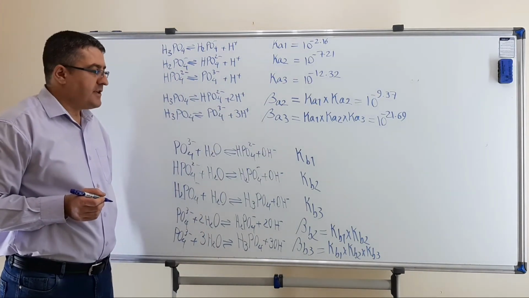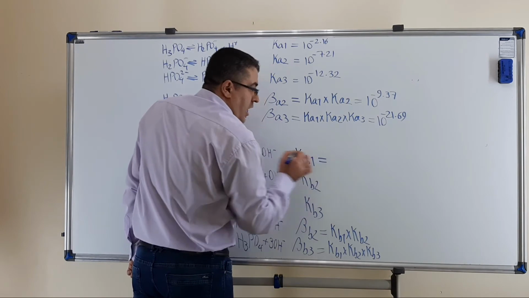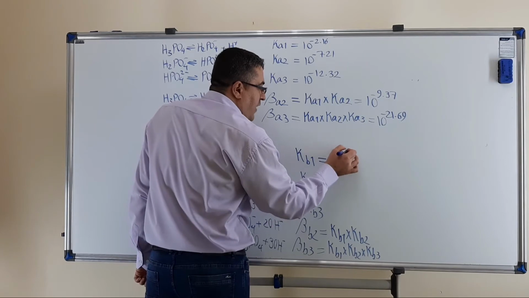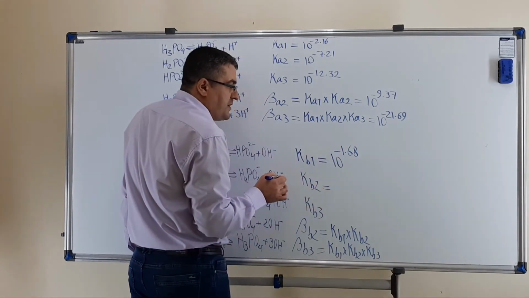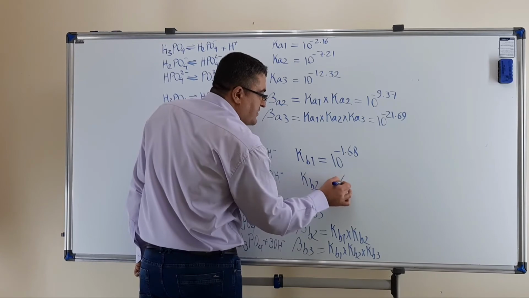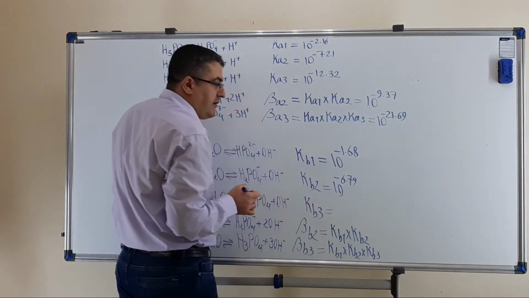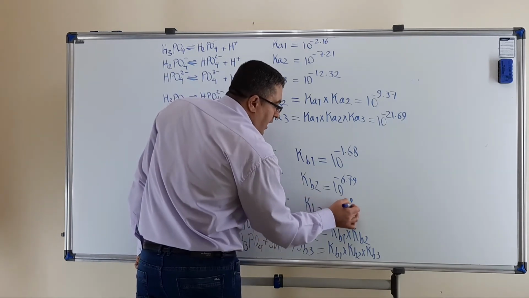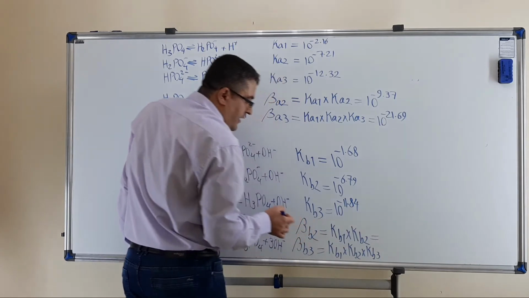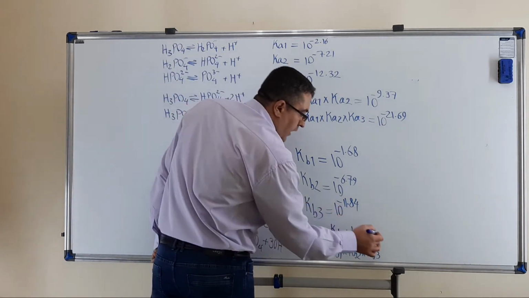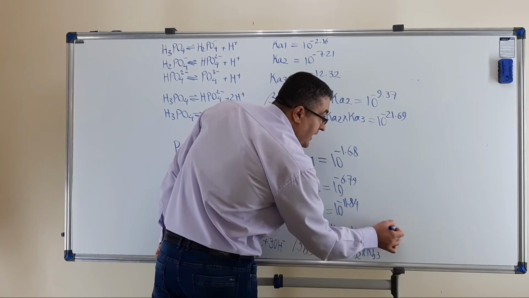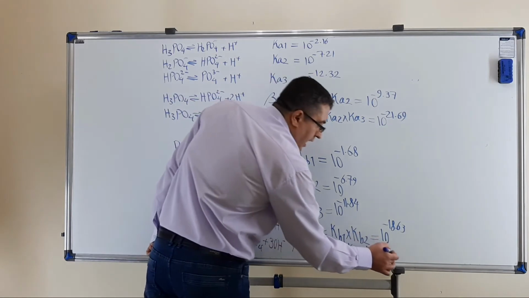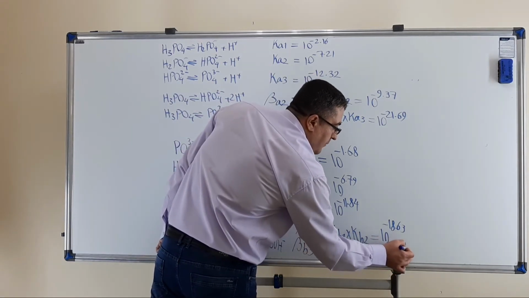At 25 degrees Celsius, values are as follows. Kb1 is equal to 10 to the power of minus 1.68. Kb2 is equal to 10 to the power of minus 6.79. Kb3 is equal to 10 to the power of minus 11.84. Beta B2 is equal to 10 to the power of minus 18.63. And beta B3 is equal to 10 to the power of minus 20.31.